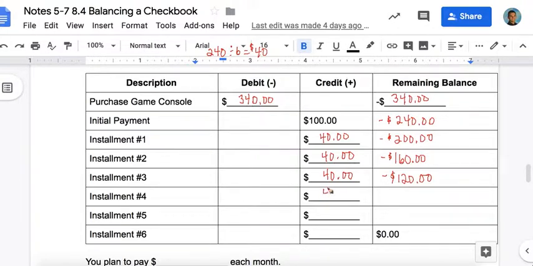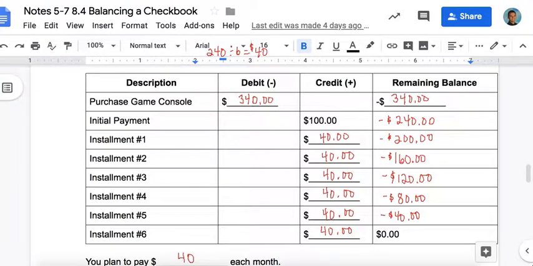And then we're going to pay the fourth installment of $40, and it's going to go down again. And now we're only going to owe $80. And then we're going to pay our fifth installment of $40. And now we're only going to owe $40. And then finally, in month 6, we're going to make our last installment, and our balance is going to be 0. So it says you plan to pay $40 each month.